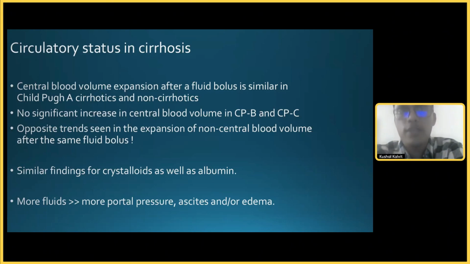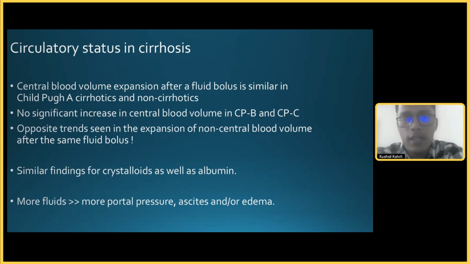Coming to the crystalloids in cirrhosis. And to talk about crystalloids, we need to have a look at the circulatory status first. What happens in cirrhosis is that we are dealing with two different systems. One is the central blood volume and one is the splanchnic blood volume, and both of them go in opposite directions. So physiological experiments have shown us that the central blood volume expansion after a fluid bolus is similar in non-cirrhotics and the CP-A cirrhotics.